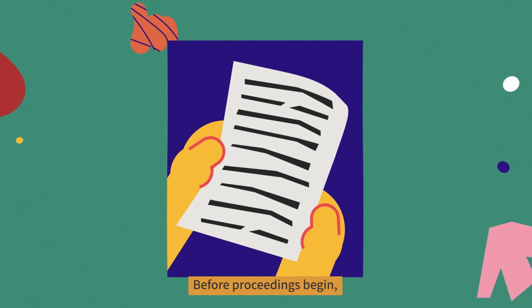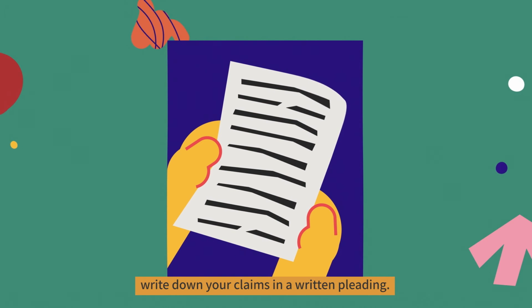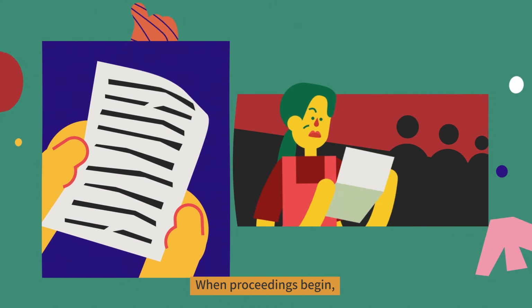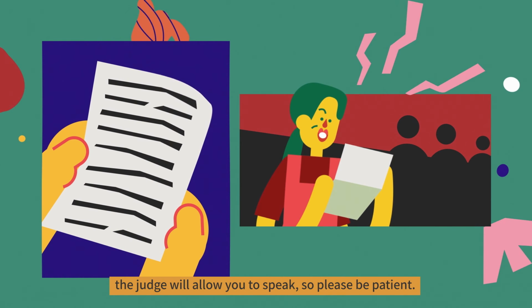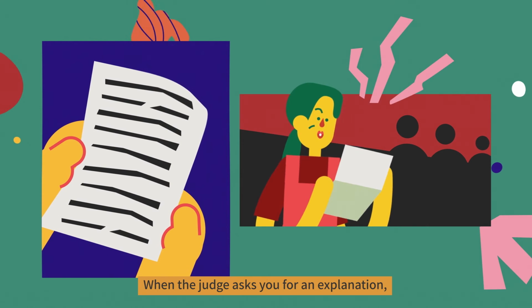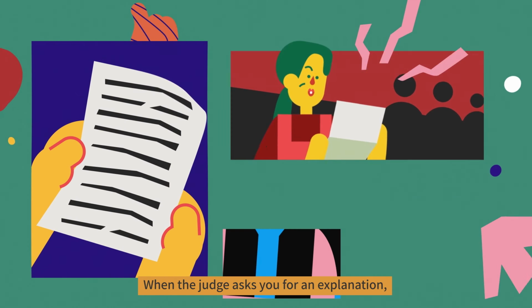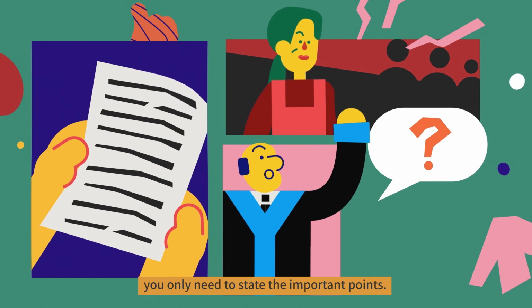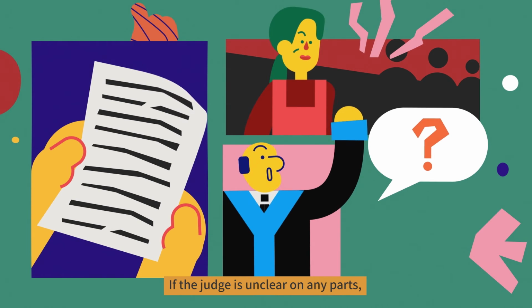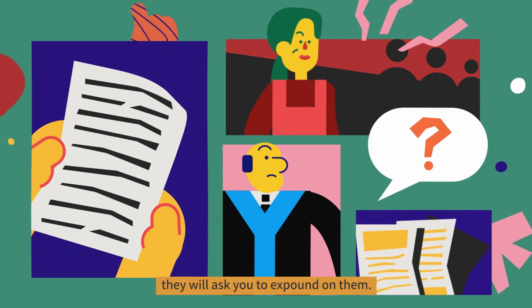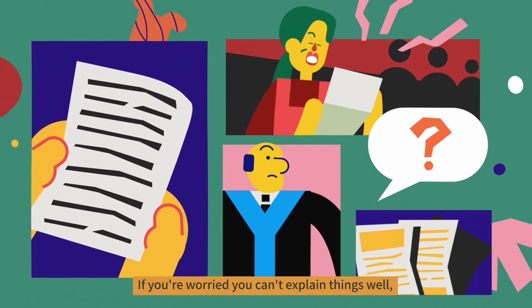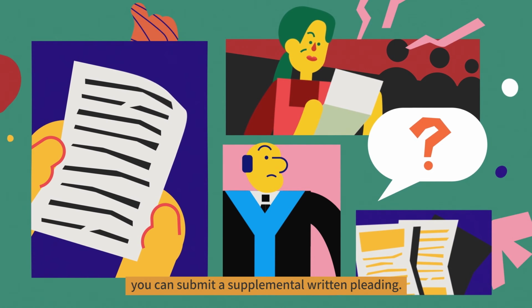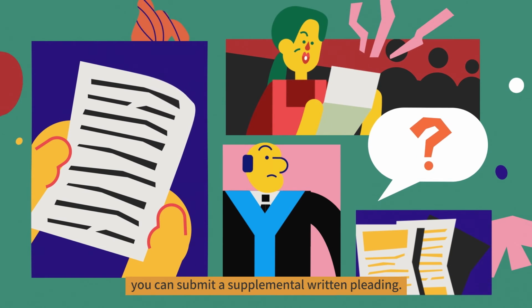Before proceedings begin, write down your claims in a written pleading. When proceedings begin, the judge will allow you to speak, so please be patient. When the judge asks you for an explanation, you only need to state the important points. If the judge is unclear on any parts, they will ask you to expound on them. If you're worried you can't explain things well, you can submit a supplemental written pleading.